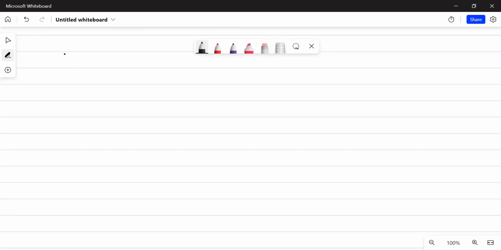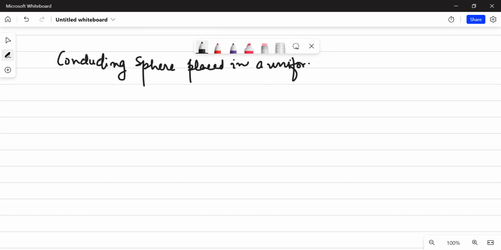I will take a conducting sphere placed in a uniform electric field. So if my conducting sphere is placed in a uniform electric field, what would be the induced charge on the surface, and what would be the potential outside the sphere? All these things are important to us. So that is what we are going to see in this particular discussion.